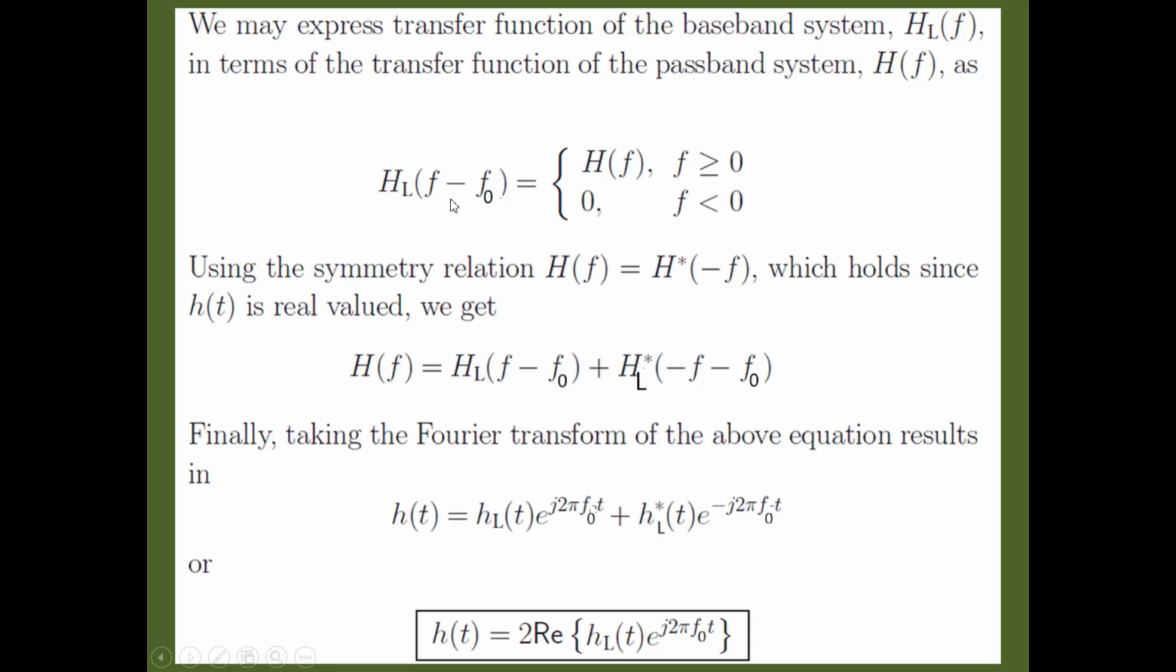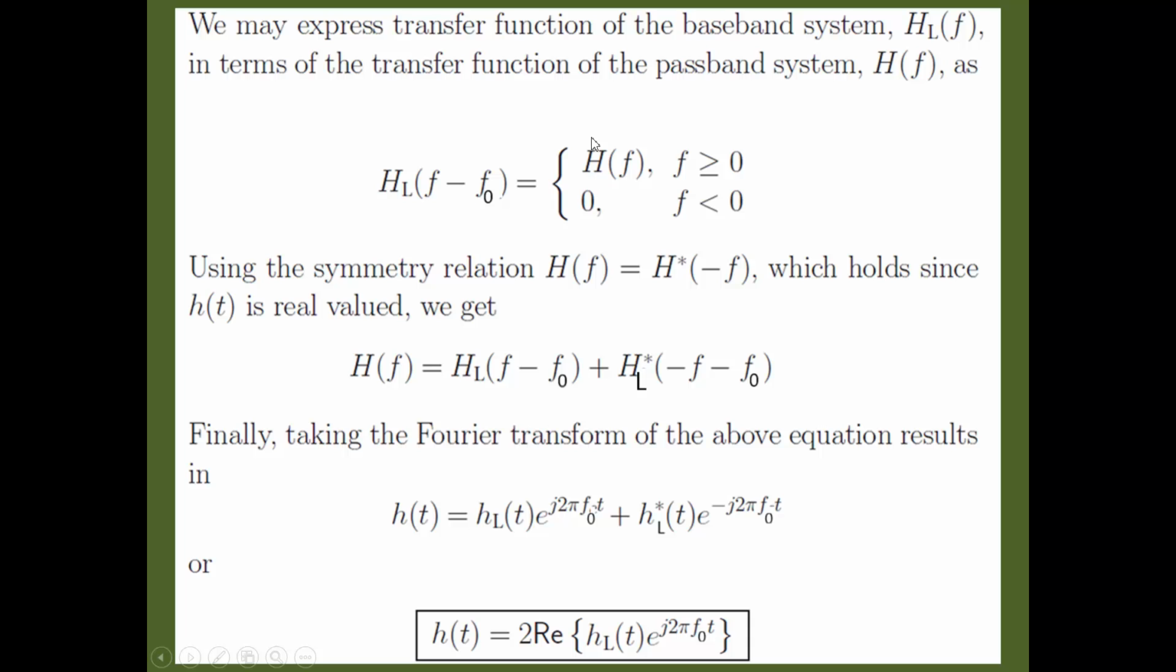That will be representing one part of the band pass system for f greater than or equal to 0. So it will be equal to H(f). But for f less than 0, this will be 0, because we only have the transfer function of the baseband system and we have shifted it to the right. But we know from the symmetry relation that H(f) is equal to H star of minus f, that is the conjugate of H of minus f, which holds since h(t) is real valued.